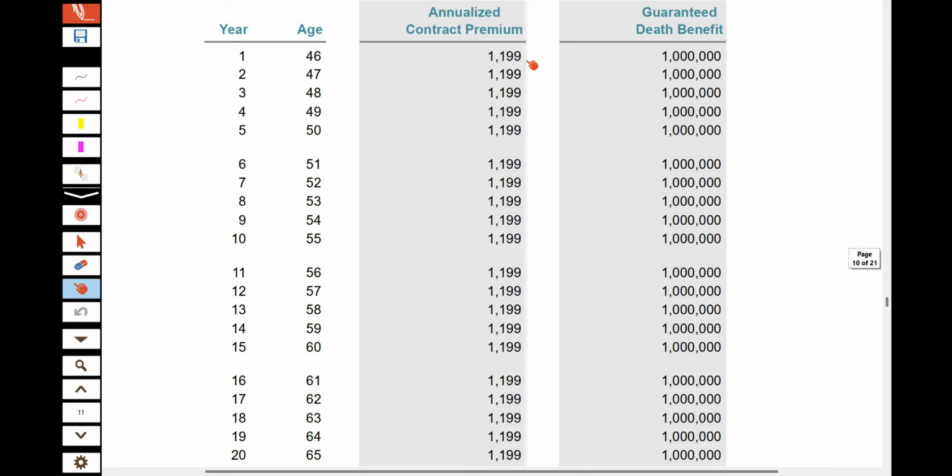So in this slide, very simple, right? You have year, age, annualized contract premium, and then your guaranteed death benefit. So this is an annualized premium amount. So if you divide that by 12, you get $100 per month. So you can pay this premium monthly, quarterly, semi-annually, or annually. Most people choose to just have the premium paid monthly. Okay, so in this case, it would be $100 per month to have $1 million of death benefit in force.